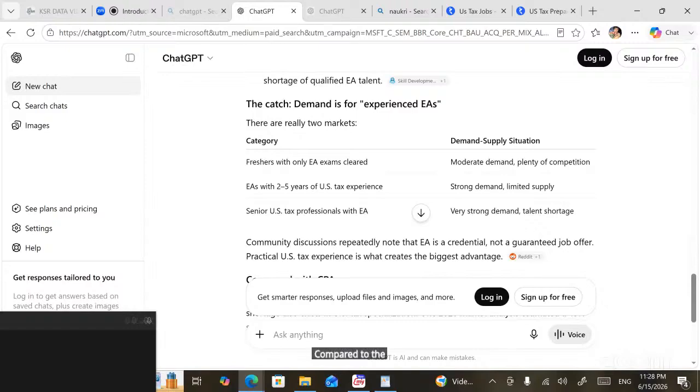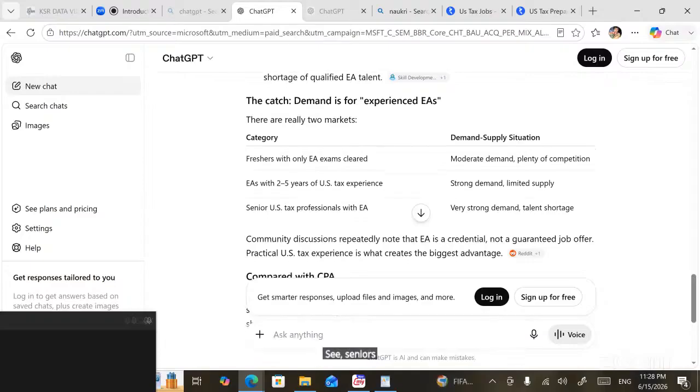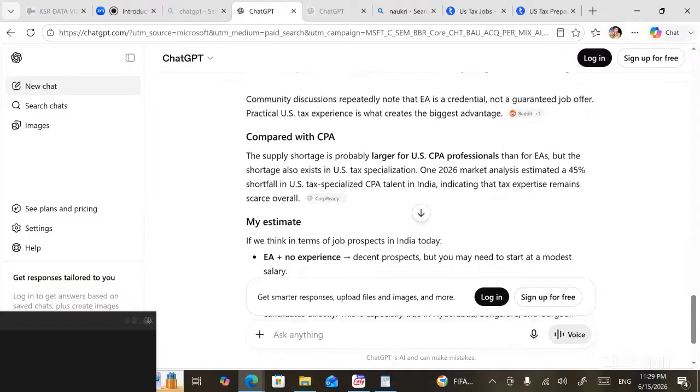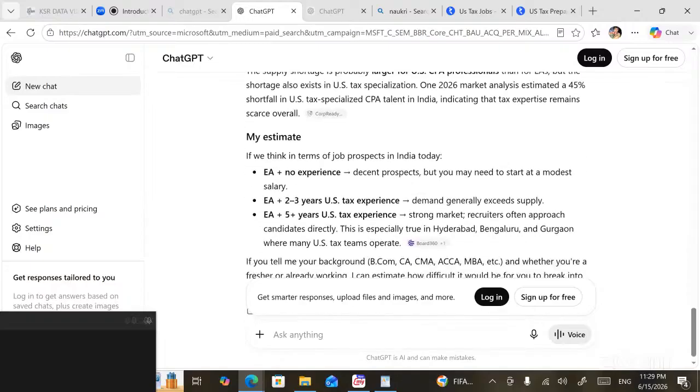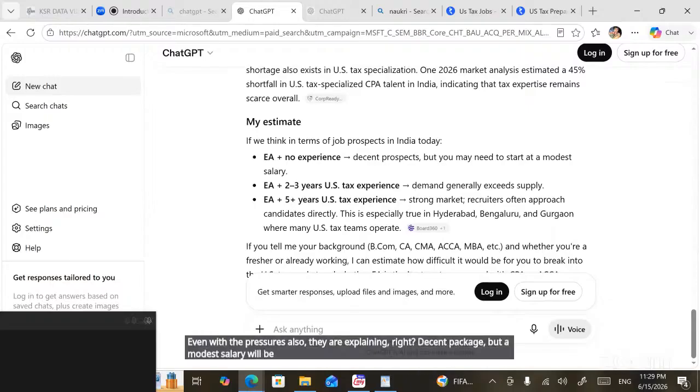Compared to the fresher, those holding 3 years experience have more demand and very limited supply. See, seniors, as you grow, there will be more demand. Senior US tax professionals with enrolled agent, very strong demand and talent shortage. People are not there, sir. Even for freshers, they are explaining, right? Decent package, but a modest salary. Salary will be less. Those holding 2 years plus experience, there is a huge demand.